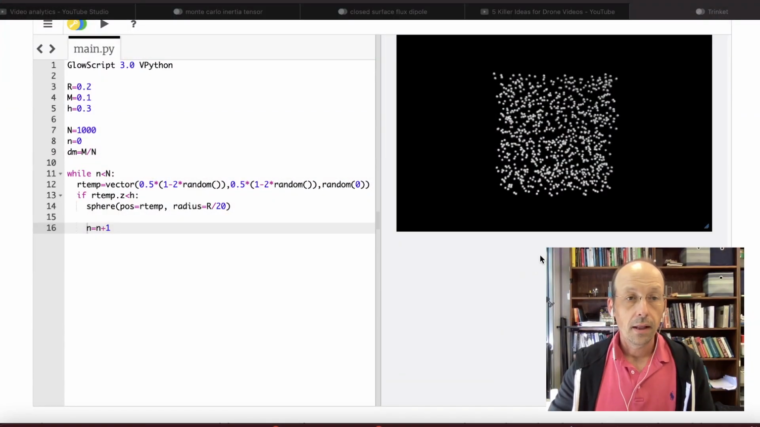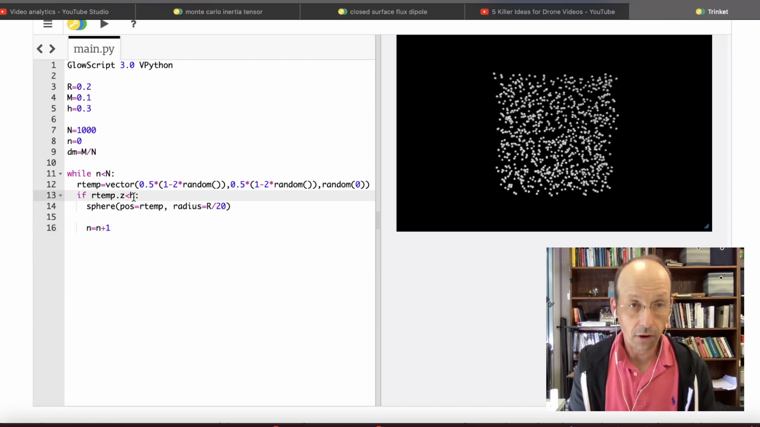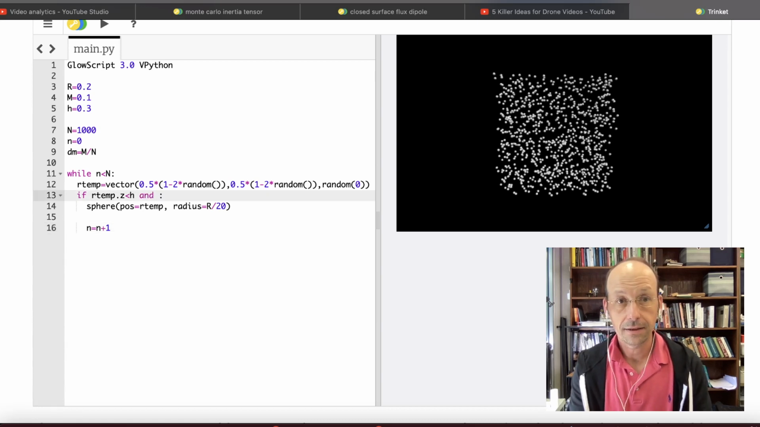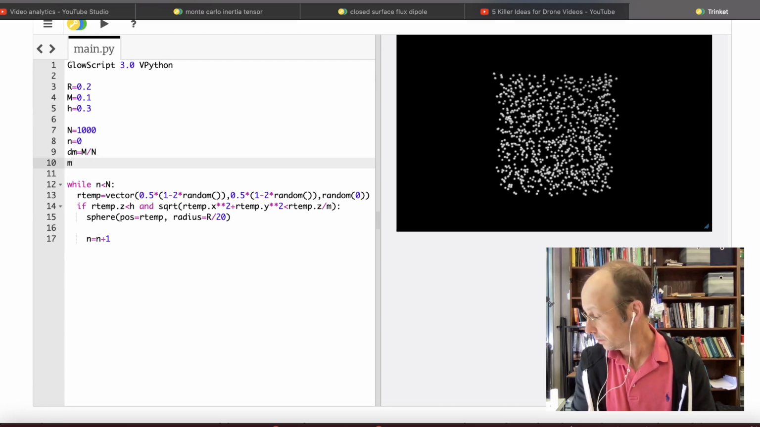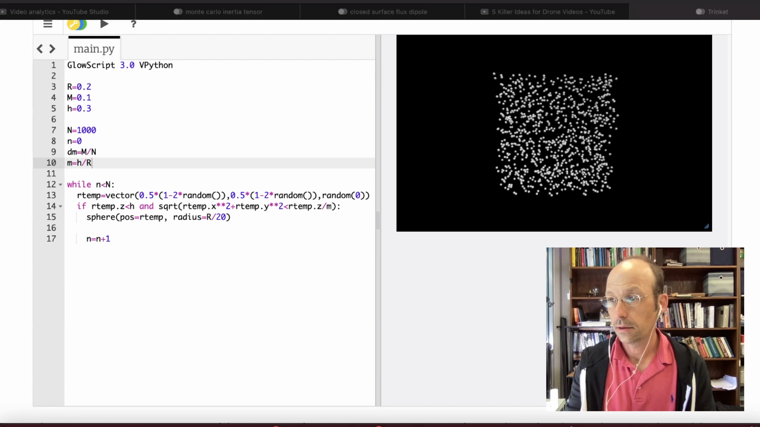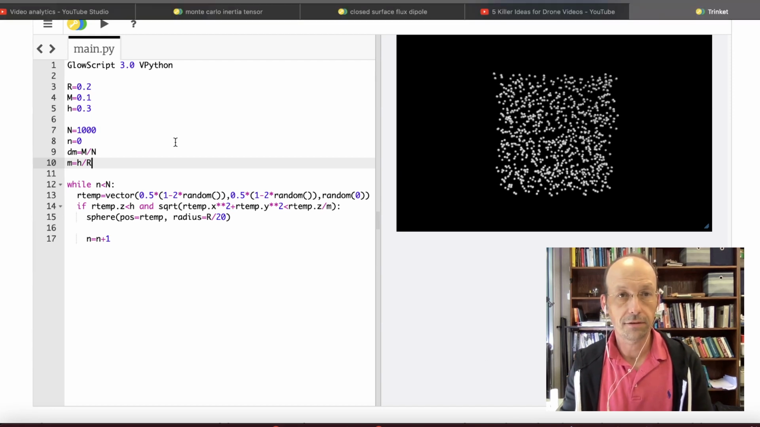There we go. And I will say if z is less than h and the square root of rtemp.x squared plus rtemp.y squared is less than rtemp.z divided by m. And m is the slope of that, which I said was h over r. Is that right? I think that's right. Yeah, I think that's right. Okay, let's run this and see what happens.